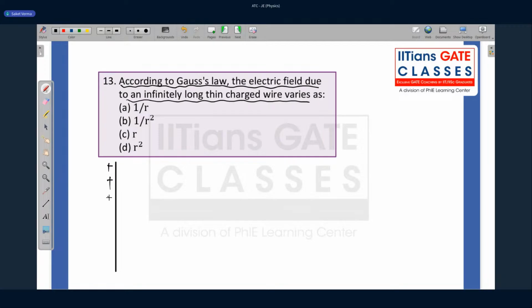We have said that if there is a finite length wire, then how do you calculate the electric field at any point P? Suppose at any point P you want to calculate the electric field, then this electric field is nothing but I upon 2 pi r. Okay, sorry, this is the electric field we want to write now.